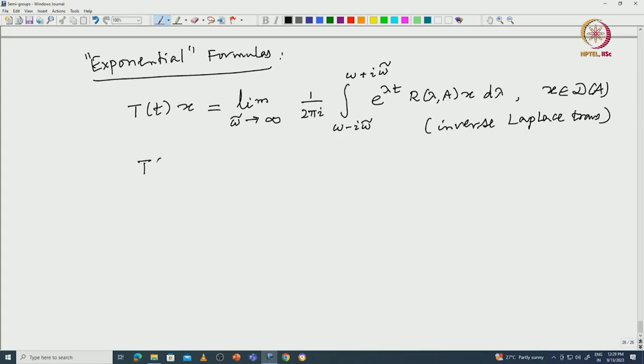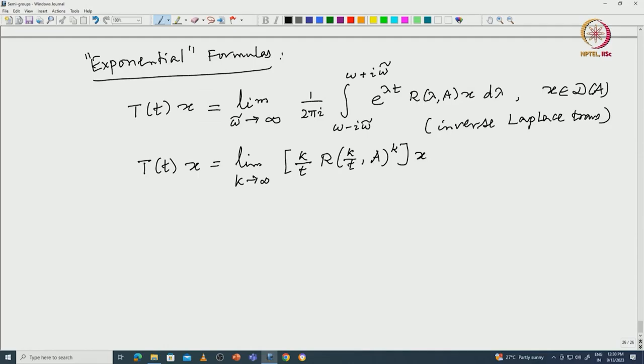So, one extends that by continuity, and okay, similar ones. So, let me just write the limit as k tends to infinity of (k by t R(k by t, A)) to the power k x.